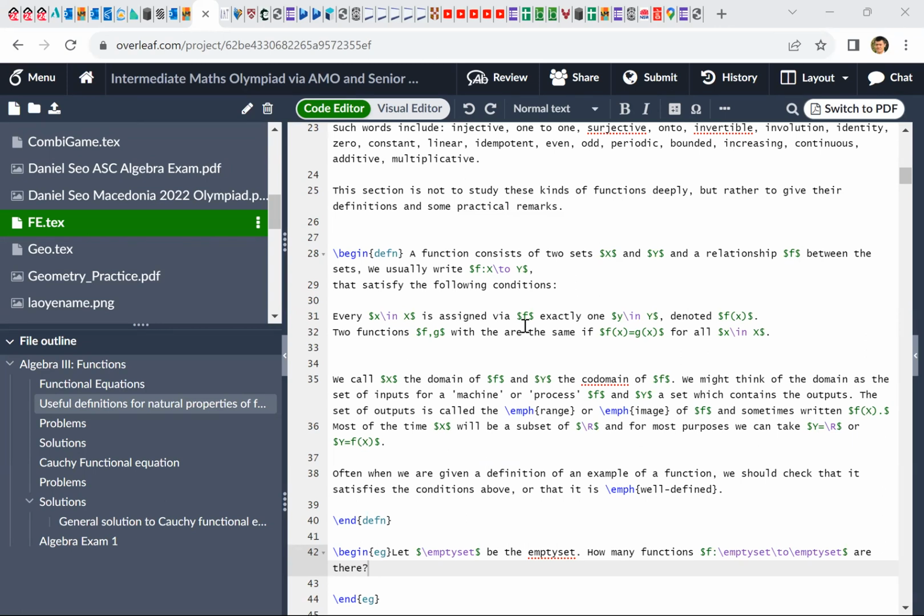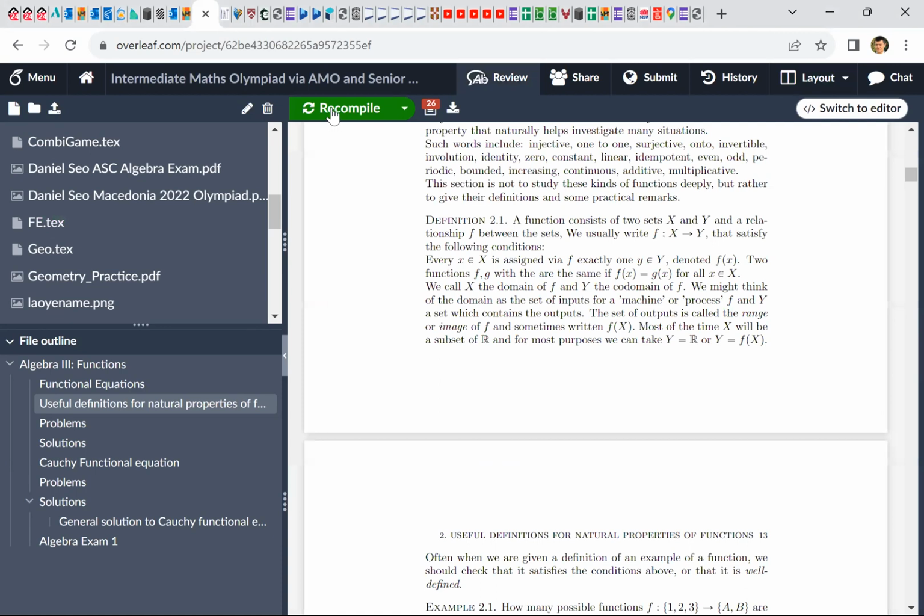Okay, can people tell me when they got the answers of the first part? How many functions are there from 1, 2, 3 to A, B?